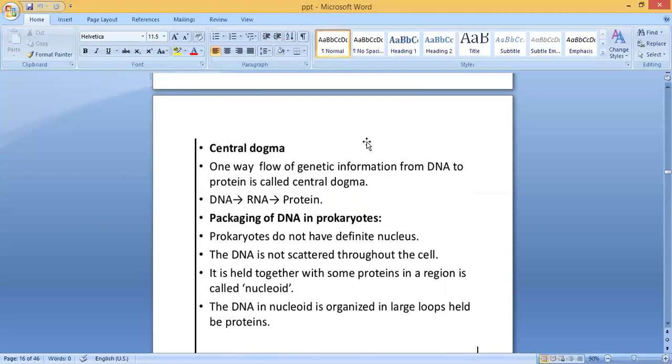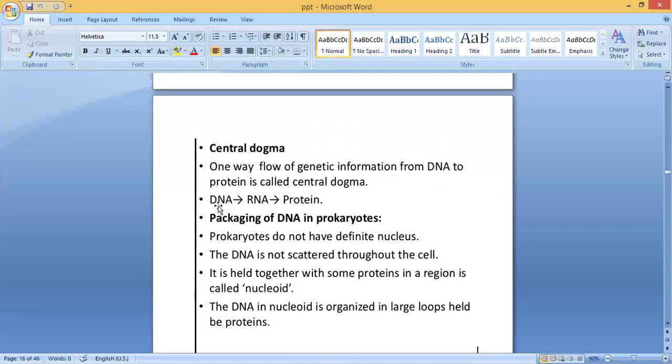Always this is unidirectional, except that in some viruses you can see it is bidirectional. In some viruses, the process is known as reverse transcription. So the one-way flow of genetic information from DNA to protein is called central dogma.